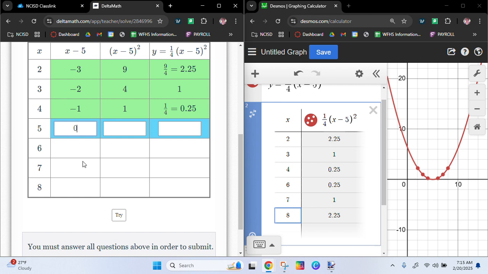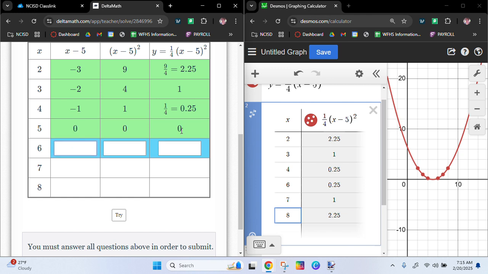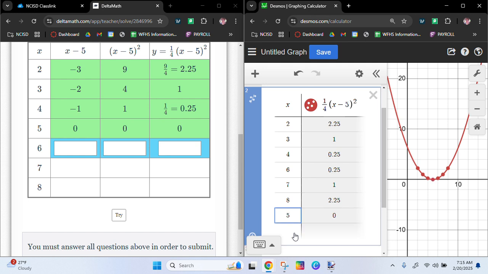5 minus 5, 0. Excuse that bell. 0 squared, well, 0 times 0 is just 0. And then 1/4 times 0, 0. Okay. I just realized that here in Desmos I didn't even put that. We didn't even have a, yeah, that confirms it, 0.